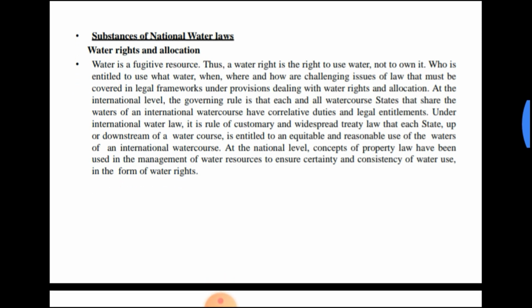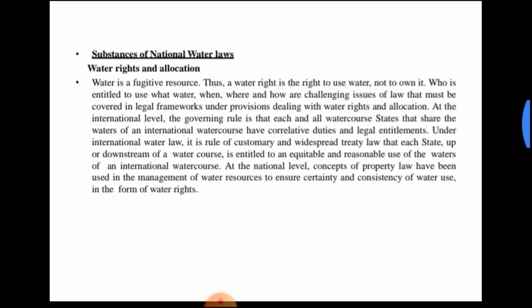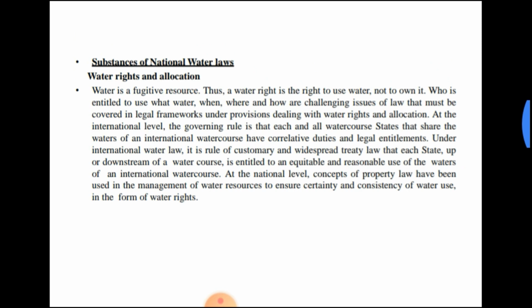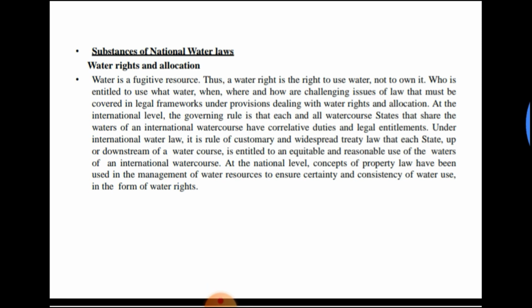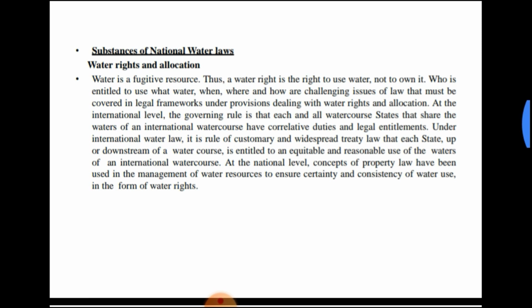At the national level, concepts of property law have been used in the management of water resources to ensure certainty and consistency of water use in the form of water rights. As we discussed, the same thing: a water right is the right to use water, not to own it, as I told before. And who is entitled to use what water, when, where, and how are challenging issues of law that must be covered in the legal framework under provisions dealing with water rights and allocation.